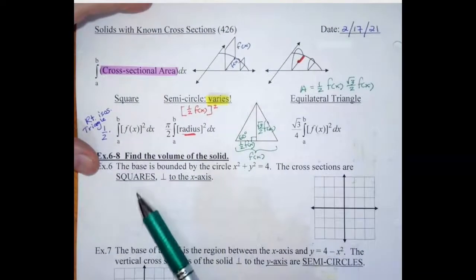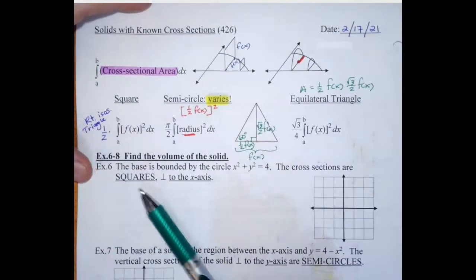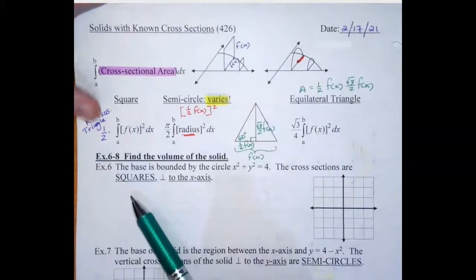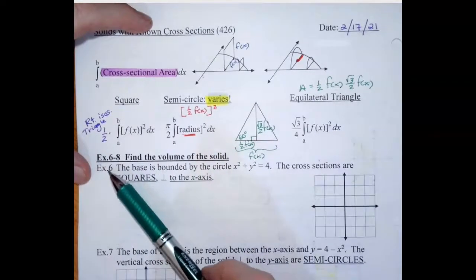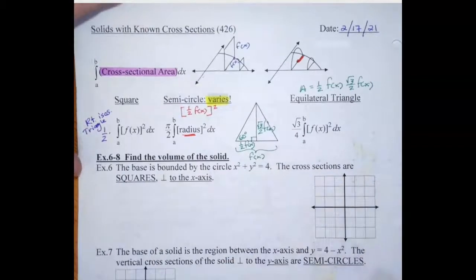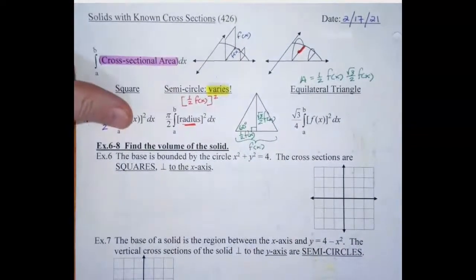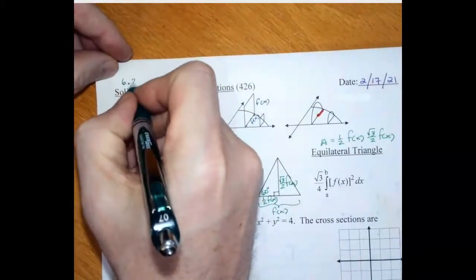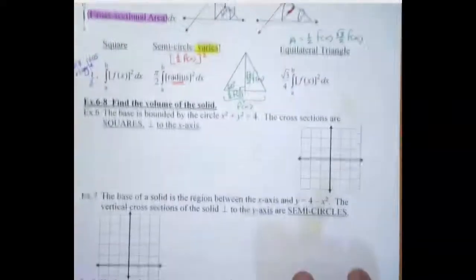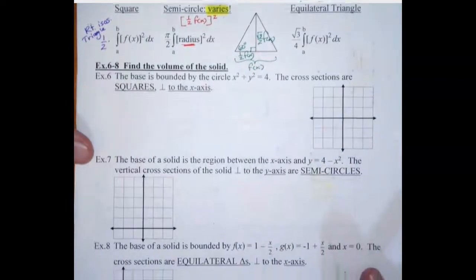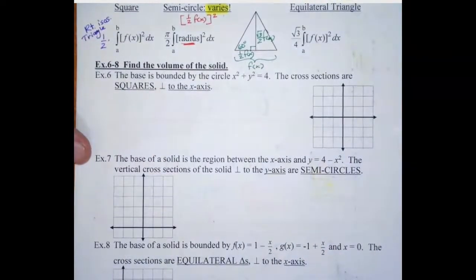Okay, so technically this goes with the lesson before on disks and washers, so I just continued the examples here, but we also could have started them over as example 1, 2, 3, but it's the same section of the book, 6.2. All right. So let's try it out and see what we get here.